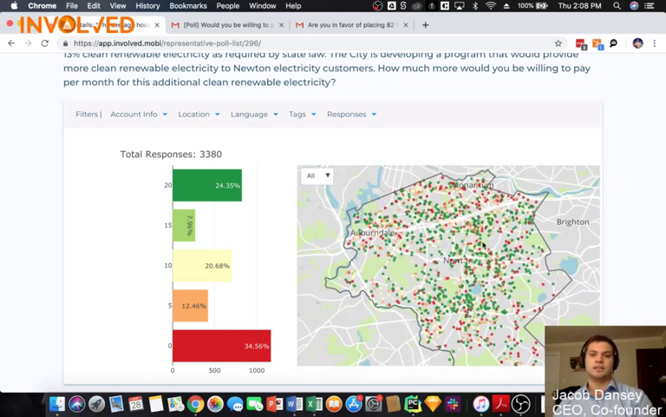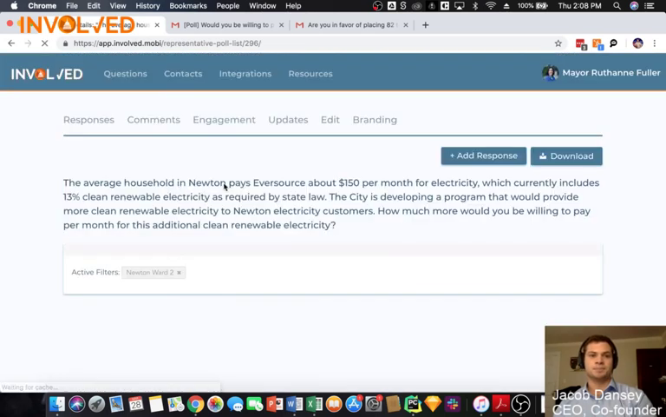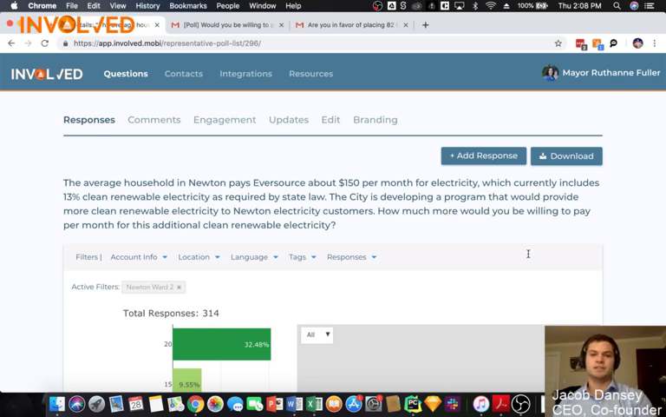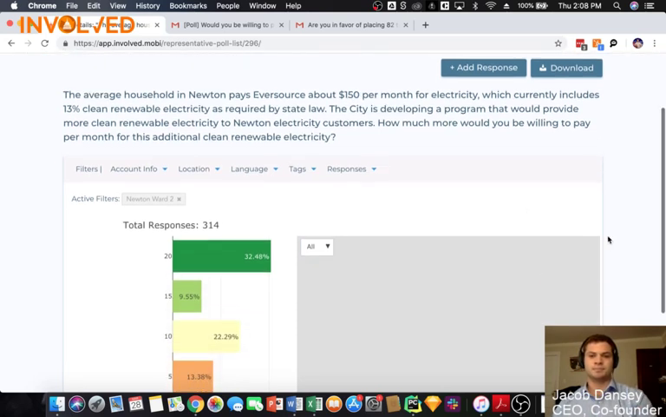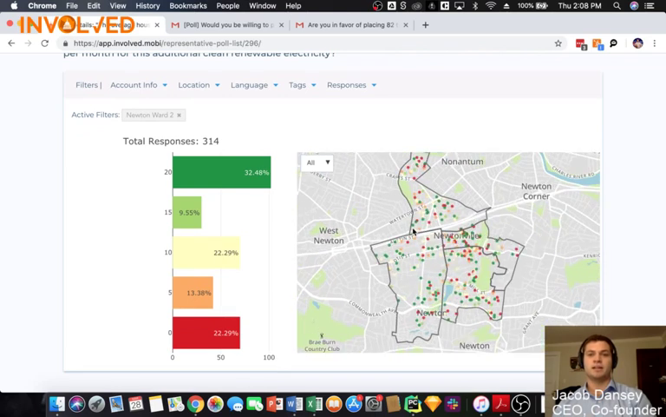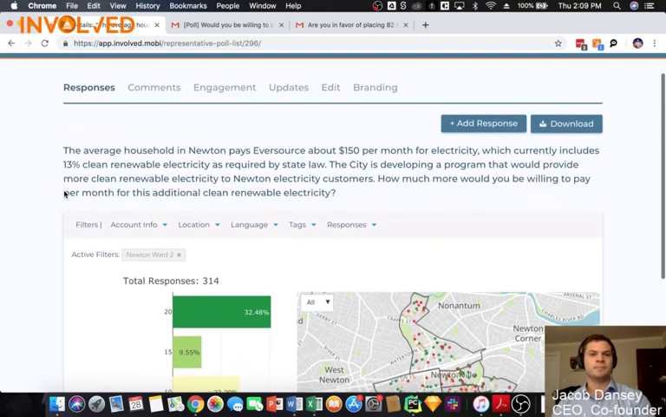You could check in their location. We could filter it by which ward that they belong to. And then we also collected over 500 comments on this issue. And that was a great way for the city and the mayor to understand what the top concerns were. So here's an example of how we can zoom in a little bit on a specific area of Newton and see how this section might have changed how they voice their opinion on the issue.